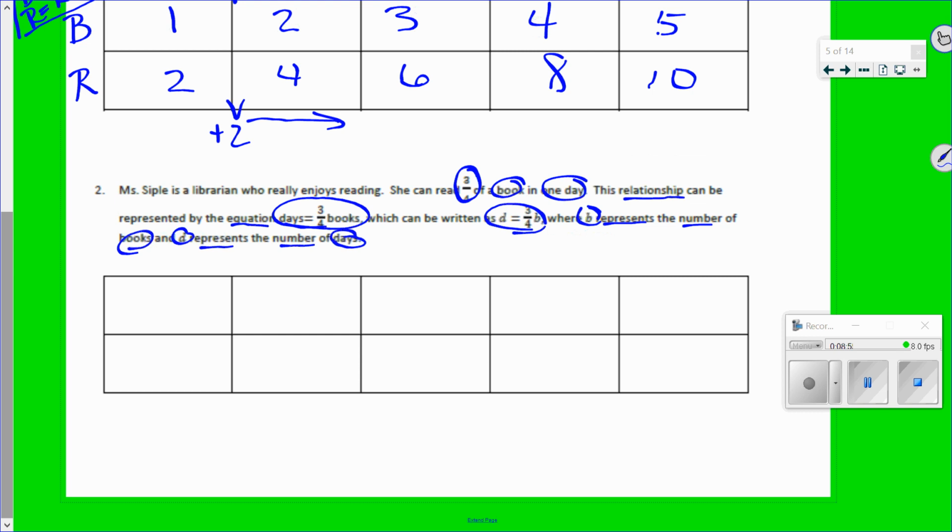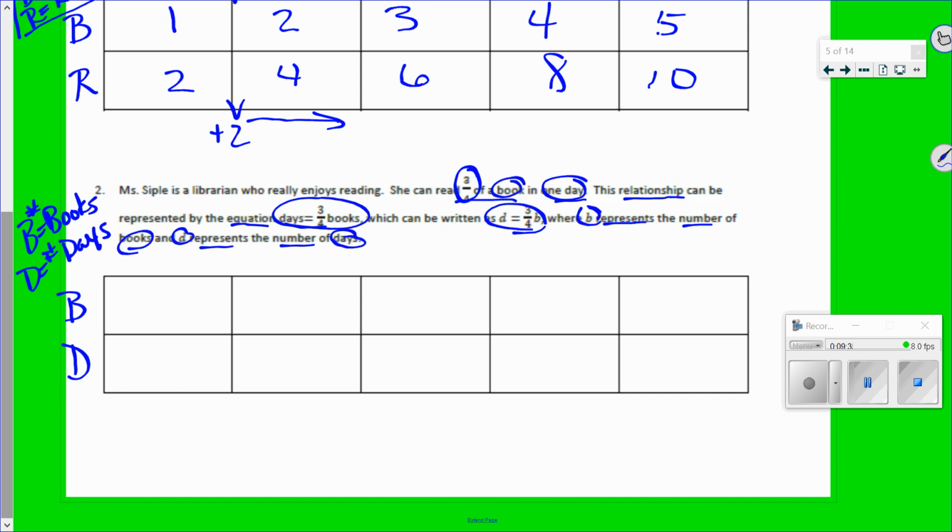So, what's the top, what's the bottom? What are we going to put in? What do you think, Mary? B equals books. Okay, and which one goes on top? Why? Because she can read 3/4 of the book. Okay. You were doing so well till you got your explanation. The reason, guys, is because of how it's written. 3/4 of a book, 1 day. What came first? Books. So books is written first.